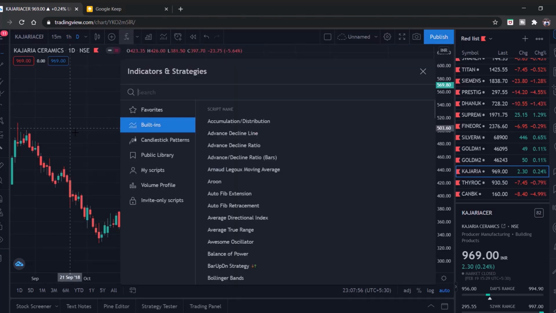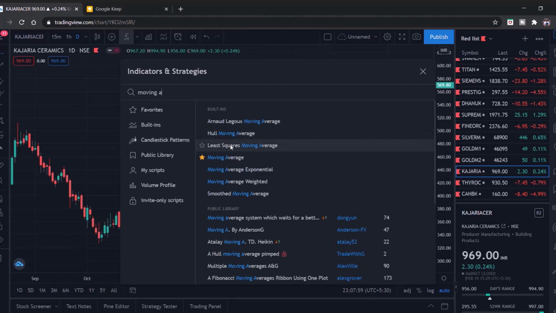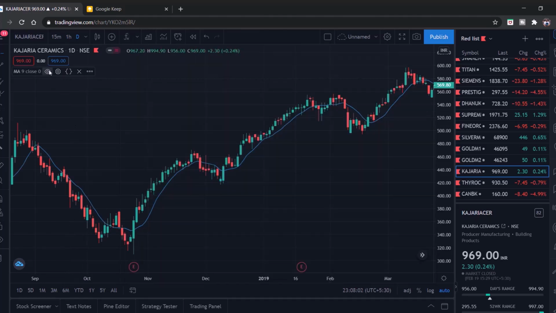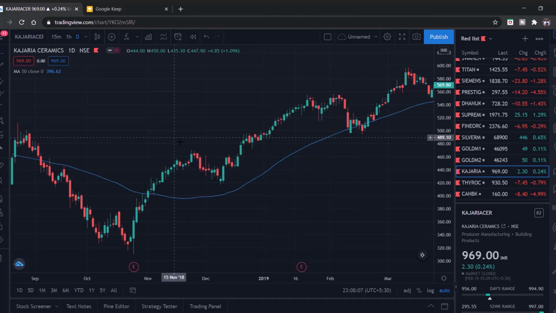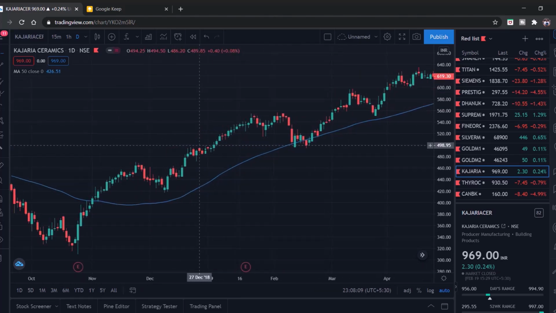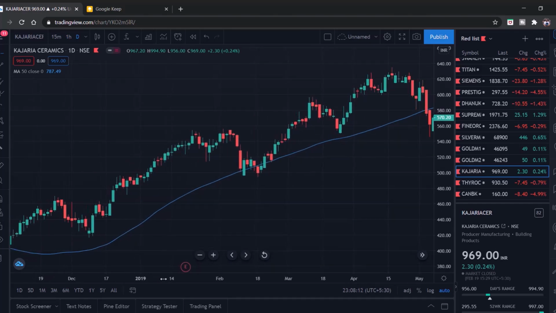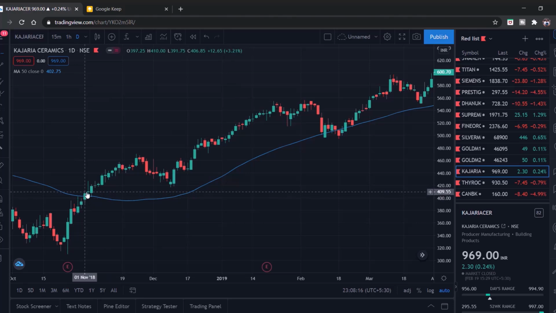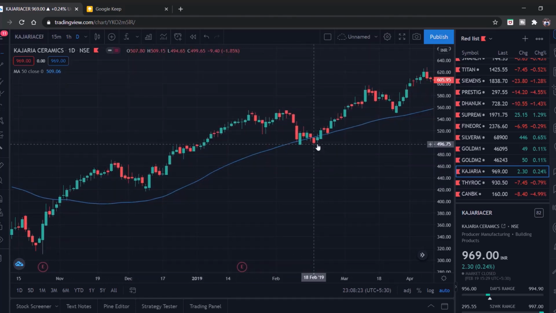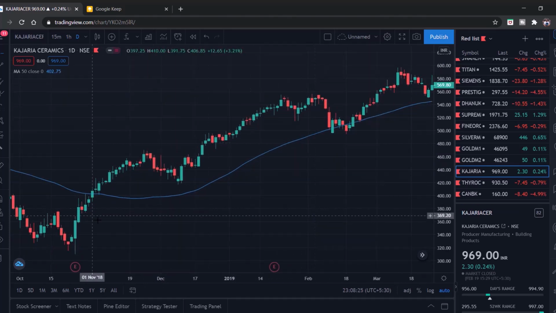We are gonna go to indicators, type moving average, and then in settings make the length 50 days. This is the only indicator we require. So how the strategy works is very simple. In the daily time frame, whenever the candle closes above the moving average line, we enter the trade. And when it closes below, we exit. So we enter here, and when it closes below, we exit here.